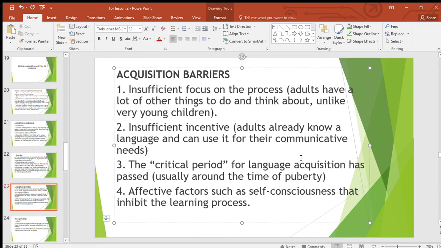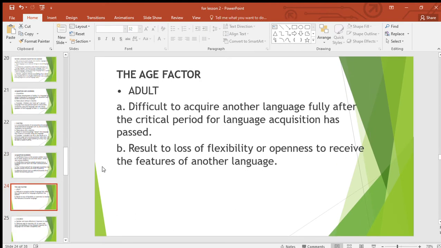Moving on, the age factor. Adults find it difficult to acquire another language. Why? Fully after the critical period for language acquisition has passed, yung mga critical stages, the result is loss of flexibility or openness to receive the features of another language.